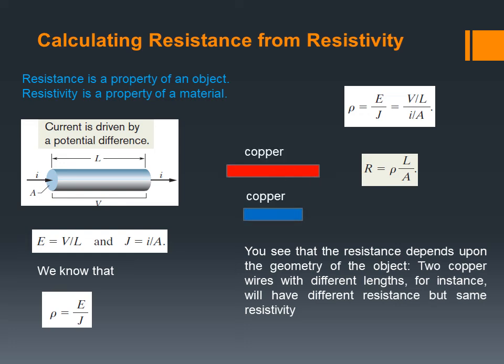For example, these are two copper conductors. One is longer than the other. The red one has more length than the blue. Now look, they are of the same material. Both are copper, so they will have the same resistivity, because resistivity depends upon which material it is. The resistivity of copper is different from the resistivity of glass. But the resistance varies within a material as well. It means that the geometry of these two copper conductors is different, and their resistance will be different according to these equations, because one has more L than the other. So these two copper conductors have the same resistivity, but they have different resistance. This is very important, just note it down.